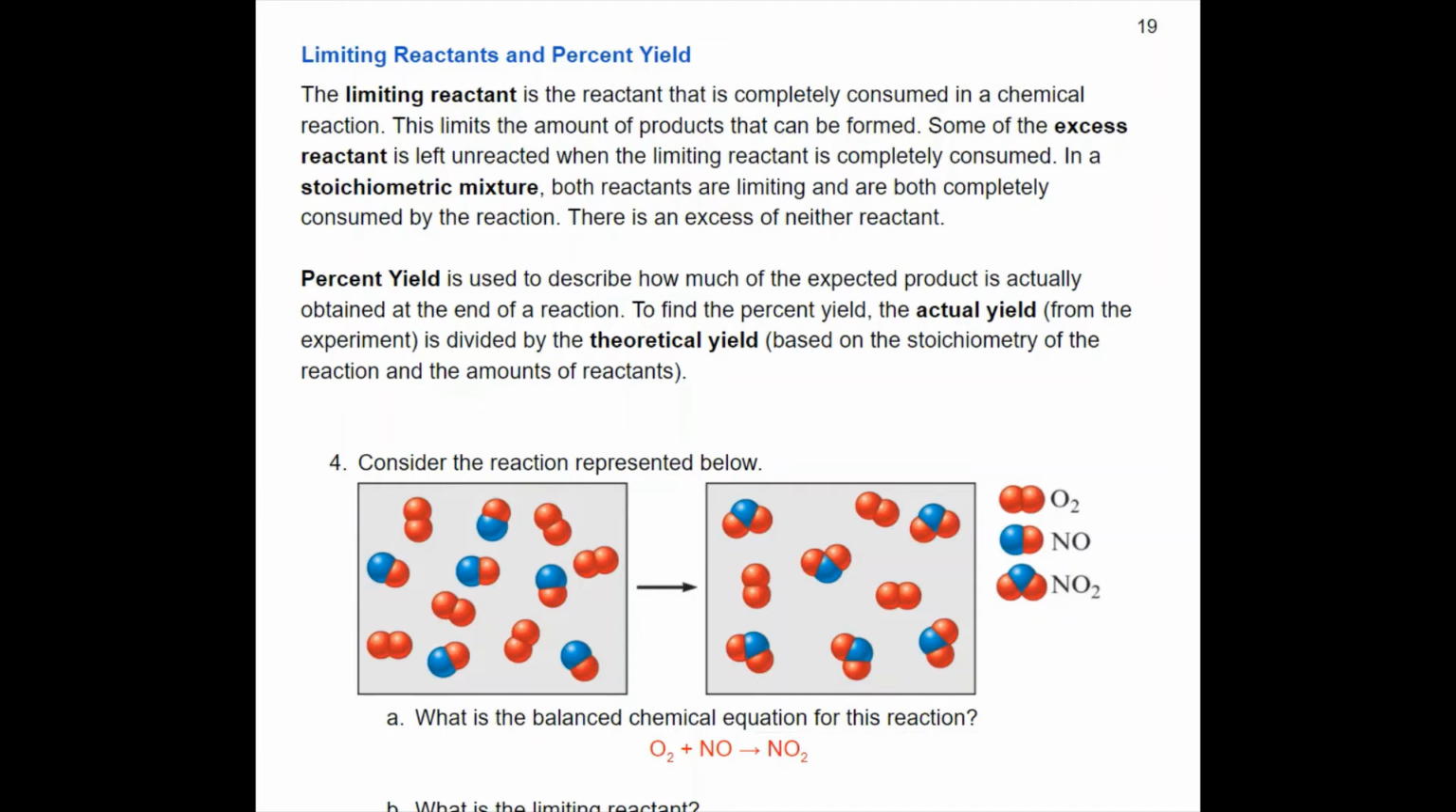Percent yield is used to describe how much of the expected product did we actually get. So to find the percent yield, we're going to use the actual yield, which is what we get from our experiment, divided by the theoretical yield, which is based on the stoichiometry of the reaction and the starting amounts of reactants.